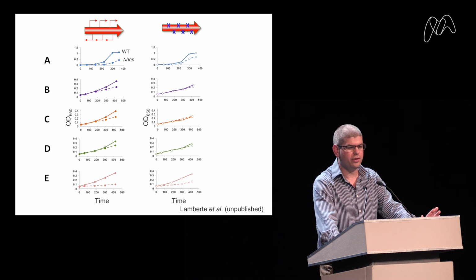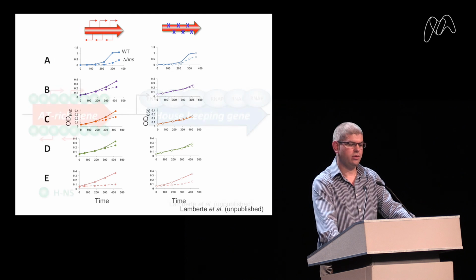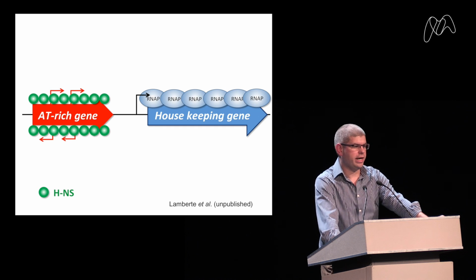And we thought that the most likely and direct immediate consequence of having to make these transcripts would be a reduction in the pool of available RNA polymerase for all other genes. So to quickly explain what I mean using this hypothetical situation. Here we've got a housekeeping gene happily being transcribed by RNA polymerase and an AT-rich gene bound by H-NS. And what I'm going to show you is that we think that when H-NS is absent, RNA polymerase should get titrated away from this housekeeping gene.